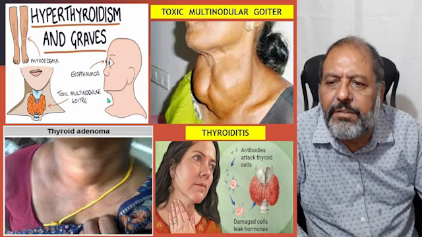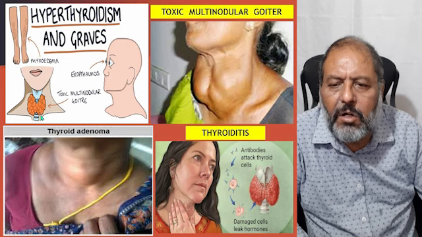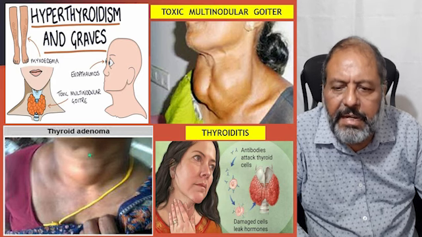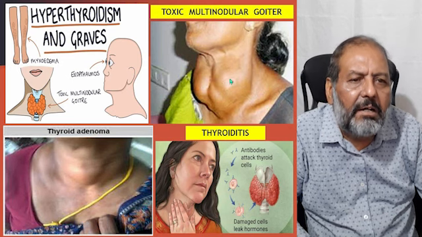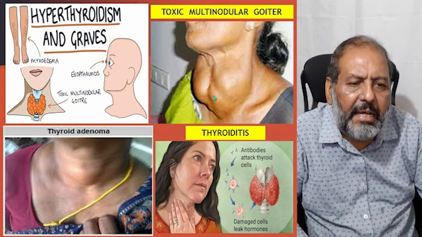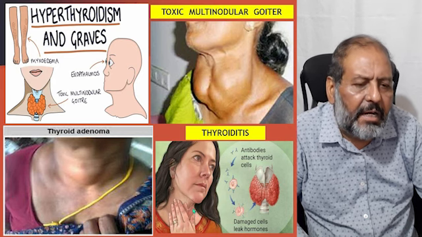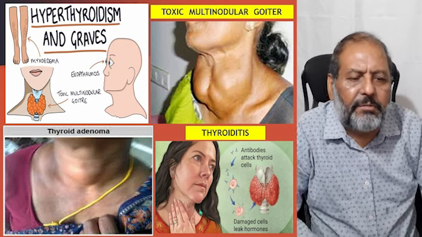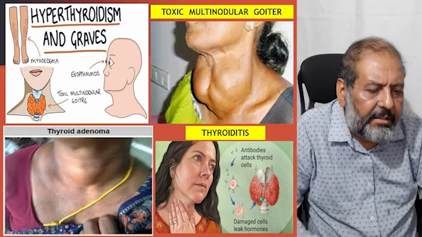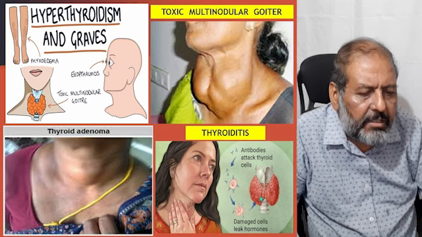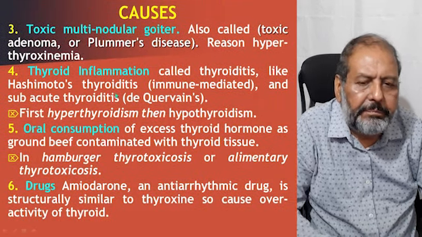Hyperthyroidism and Graves disease lead to myxedema, exophthalmos, and toxic multinodular goiter. Here one can see the thyroid adenoma, and here that is the toxic multinodular goiter, as one can see the many nodules, and here that is the thyroiditis, the inflammation of the thyroid gland. Antibodies attack the thyroid cells, and the damaged cells leak the hormone, leading to hyperthyroidism.